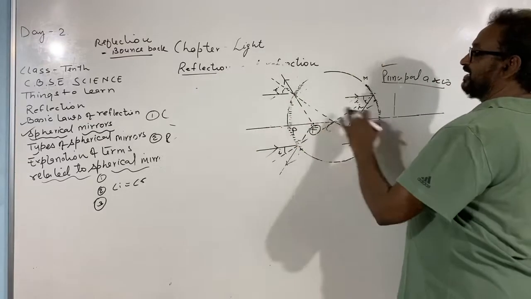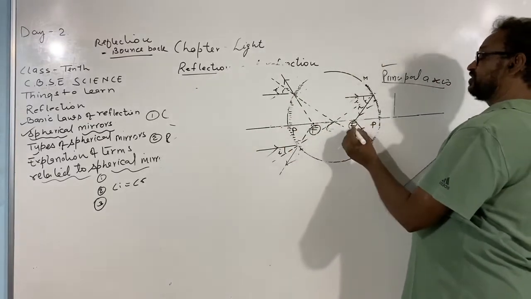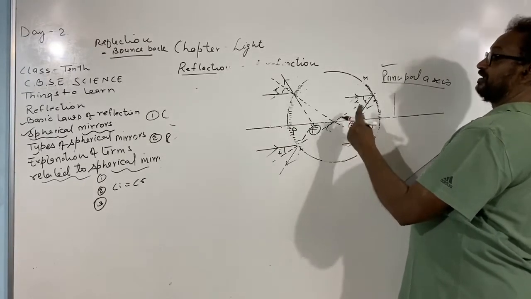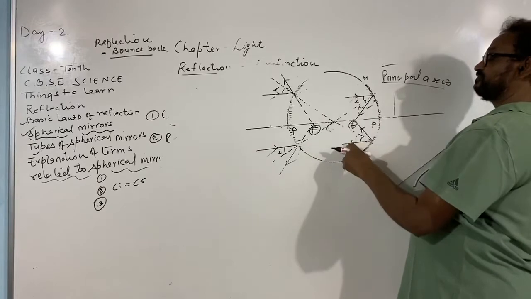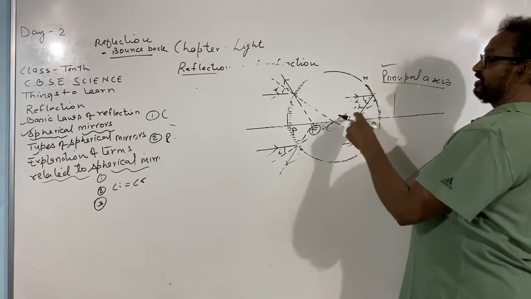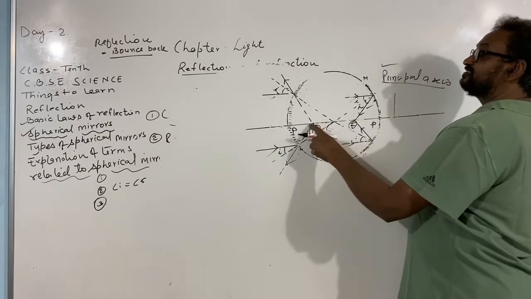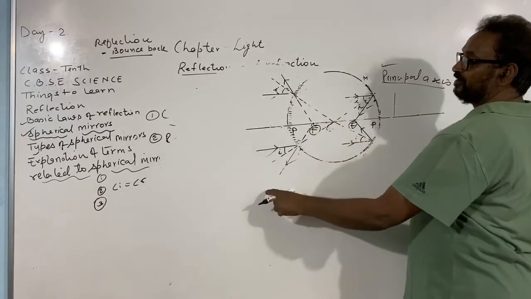Now let us combine. The principal focus is a point on the principal axis where the rays of light parallel to the principal axis, after reflection, actually converge or appear to diverge from.